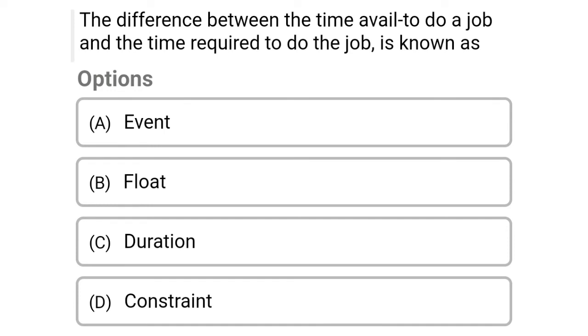So next question, the difference between the time available to do a job and the time required to do the job is known as option A, event, option B, float, option C, duration, option D, constraint. So the correct answer is option B, float.